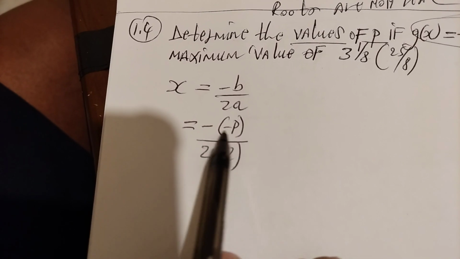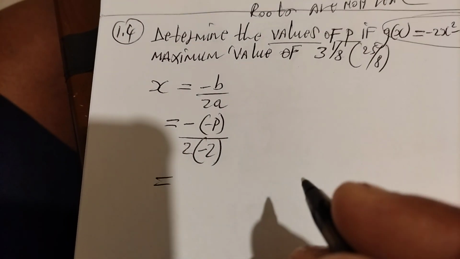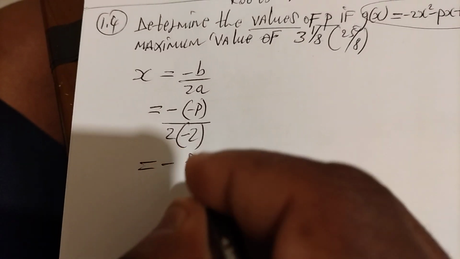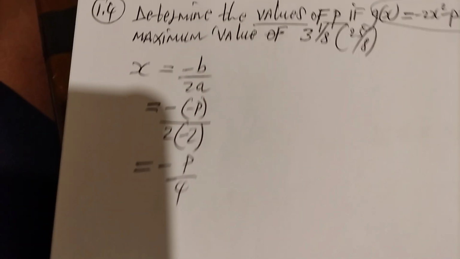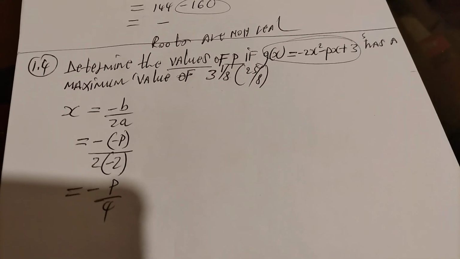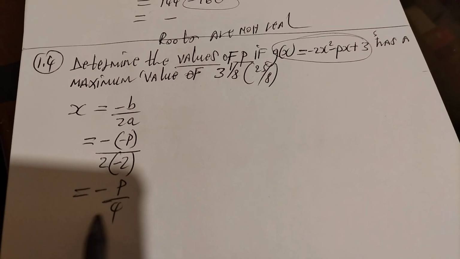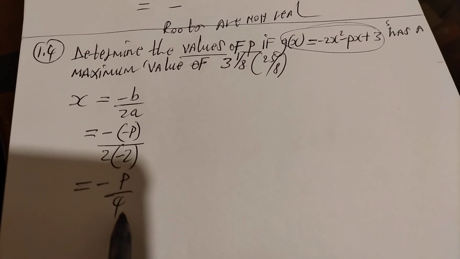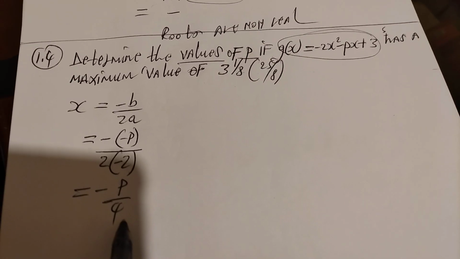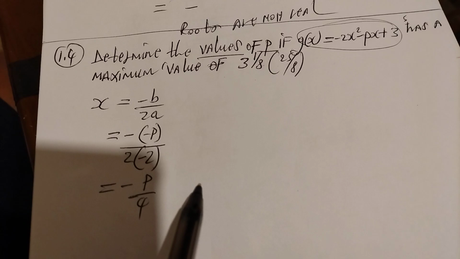So if you work that out, we will end up with a negative answer of -p/4, just like in our function. So now that we have this value, we can go back to the original function and substitute. And remember, everything is equated to 25/8.